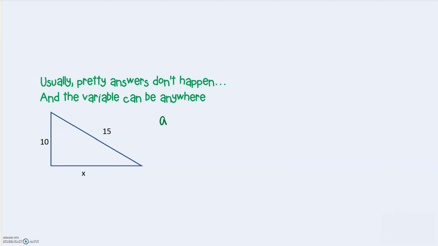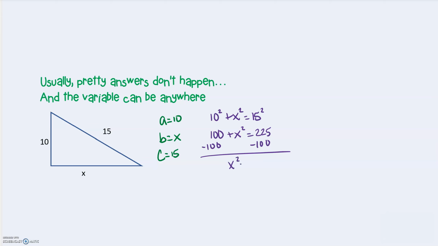So I'm going to say that my a is 10, my b is my x value, right? We don't know what that is, and c is 15. Again, that c value cannot change. That has to stay at 15. Has to. So I'm going to say 10 squared plus x squared equals 15 squared. 10 times 10 is 100 plus x squared equals 225. In order to get x squared all by itself, I need to use my inverse operations and subtract 100 from both sides, and I end up with x squared equals 125.